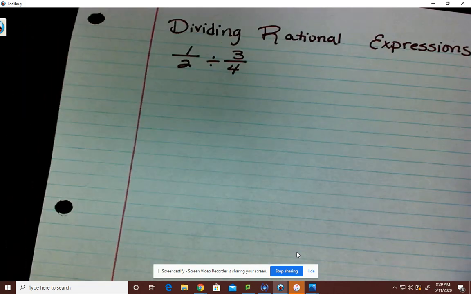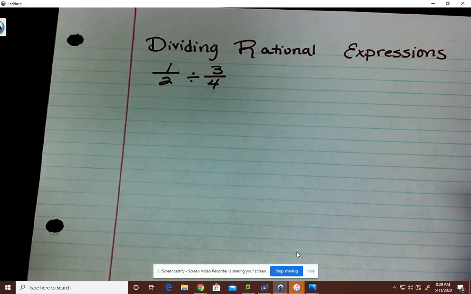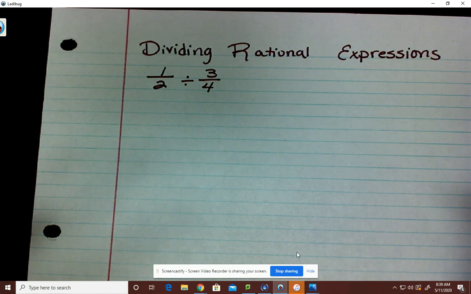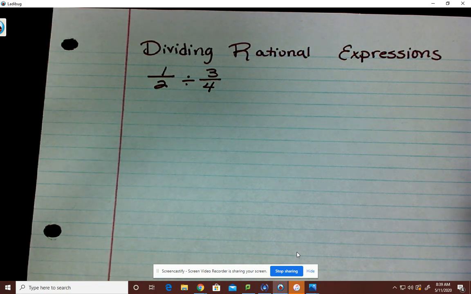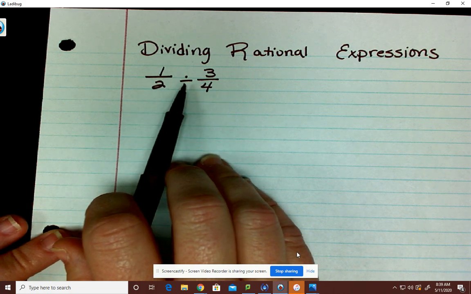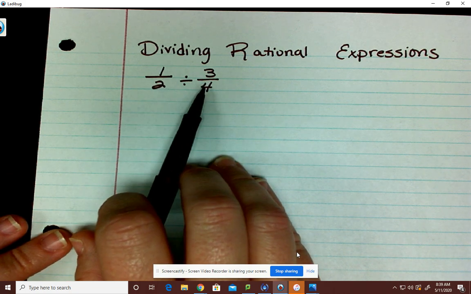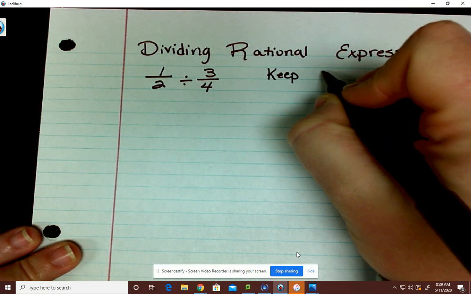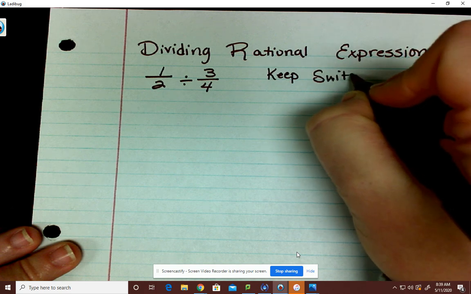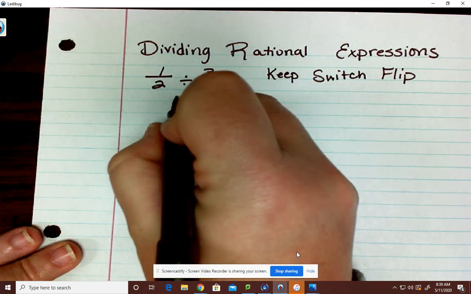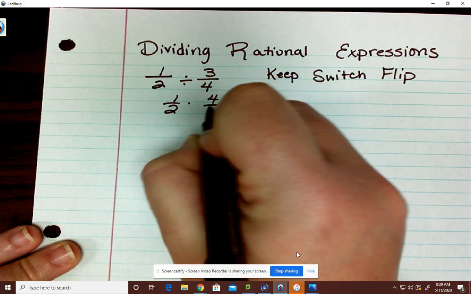Let's think back to elementary school, to 7th grade, Miss McNamee's class. I know that you learned a way to say and remember it. When we divide fractions, we're not actually dividing fractions. We keep the first fraction, we switch this to multiplication, and then we flip the second fraction. So sometimes we think about it as keep, switch, flip. So I would do 1/2 times 4/3.